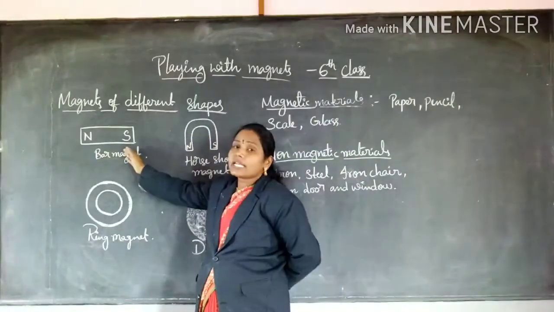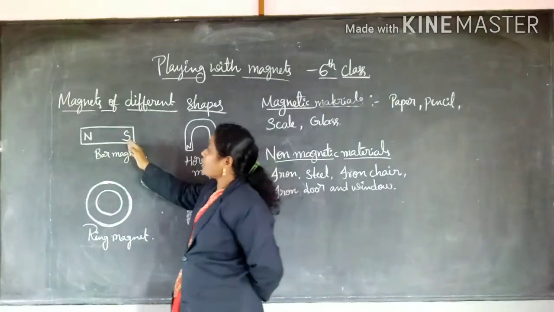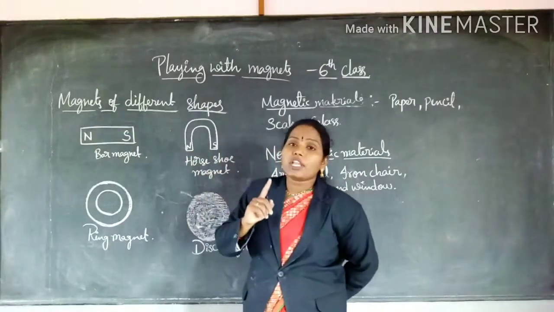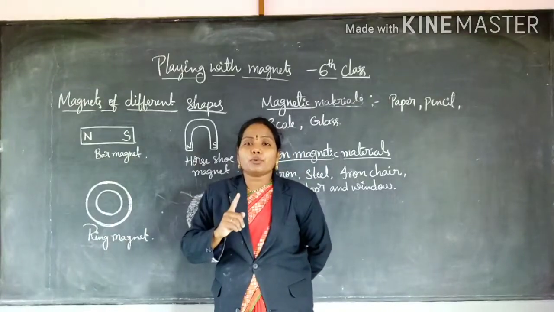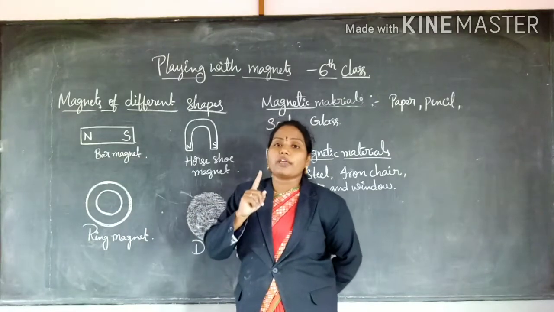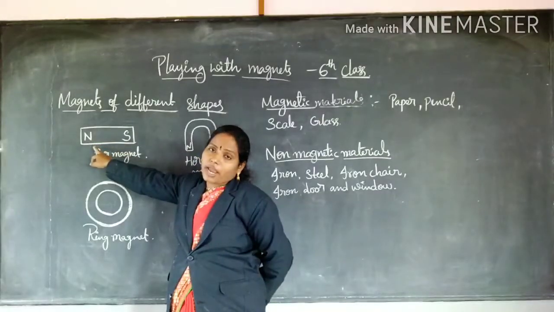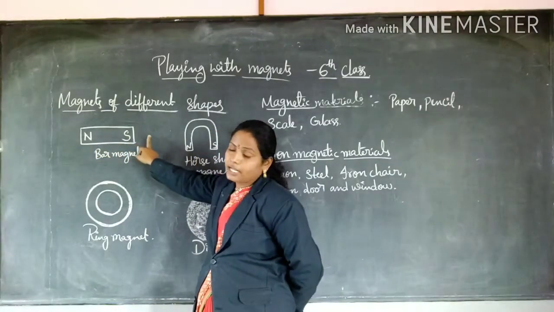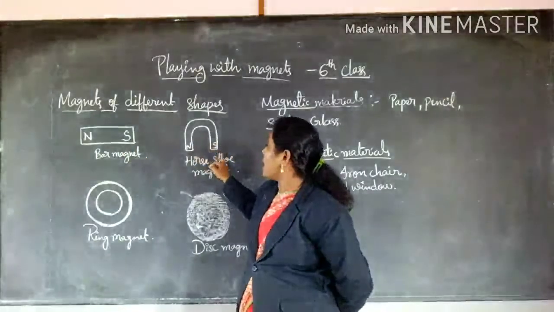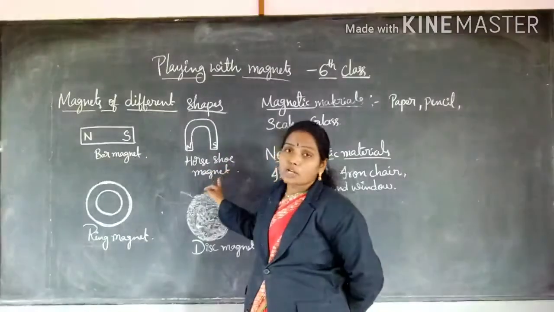First one, here what are N and S? What you have already written on the board. S means south pole, N means north pole. So every magnet has a north pole and a south pole. The north pole is on one side and the south pole is on the other side. This is the diagram of the bar magnet. This is the horseshoe magnet, just like the shoe of a horse. That's why it is called a horseshoe magnet.